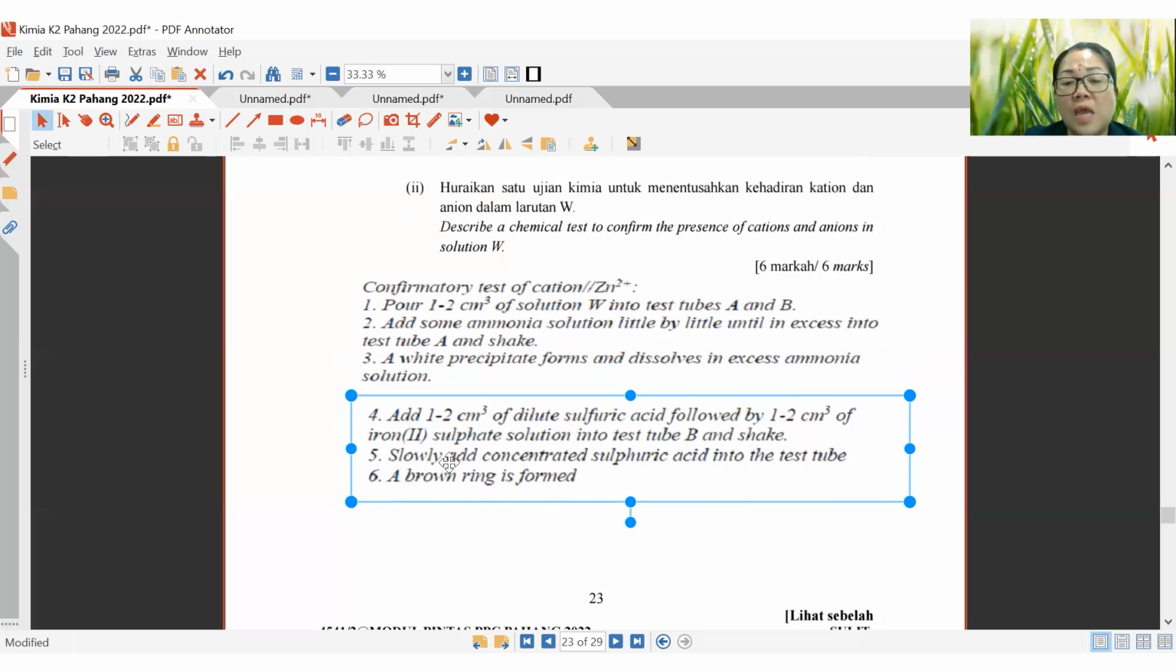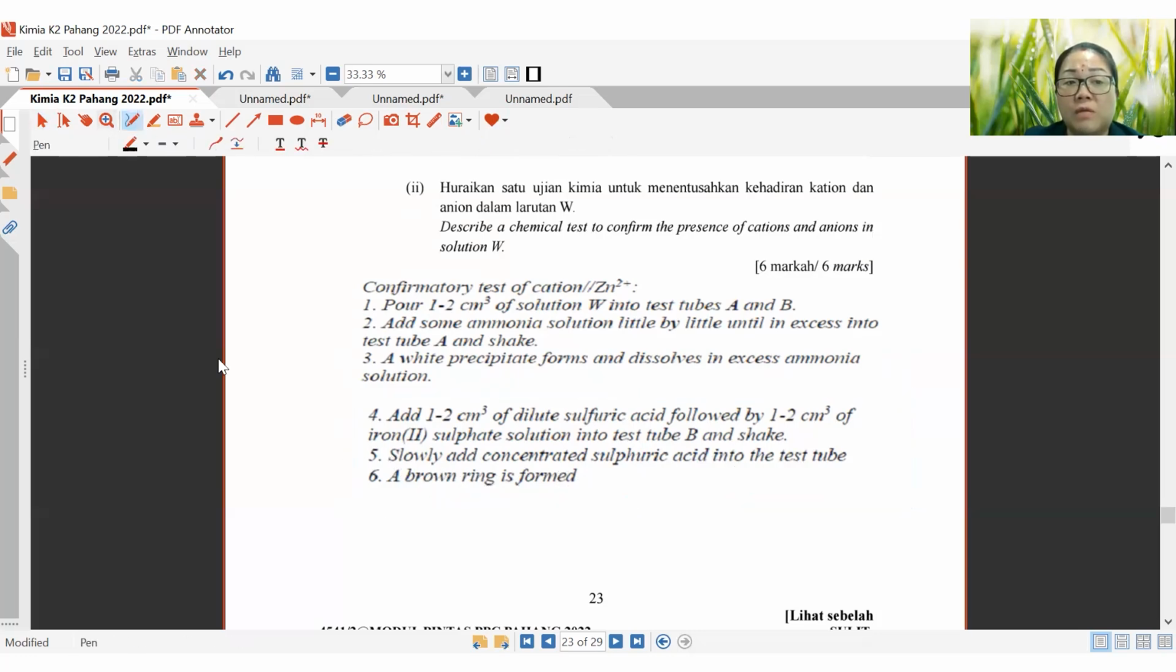Slowly add is a very important step. Because if you don't add slowly and you add directly, your brown ring cannot be formed. So it has to be added and tilted. That means when you add slowly, it has to be against the wall of the test tube in order for the brown ring to be formed.